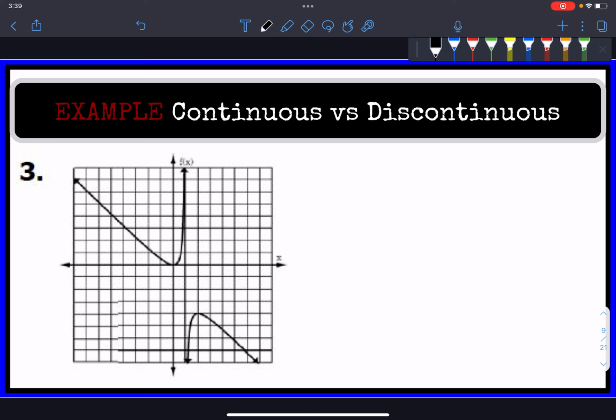The third example is discontinuous, and it's discontinuous at the x value of positive 1, right here, where the vertical asymptote is located. Since it's a vertical asymptote, my ends, as you see right there, are pointing towards infinity. So this is an infinite discontinuity.